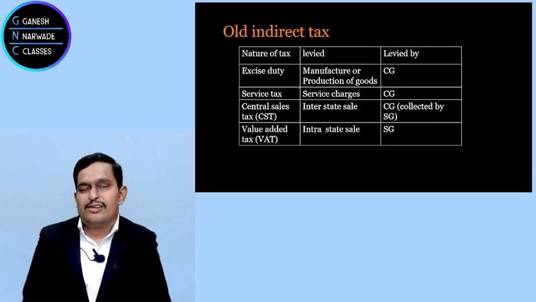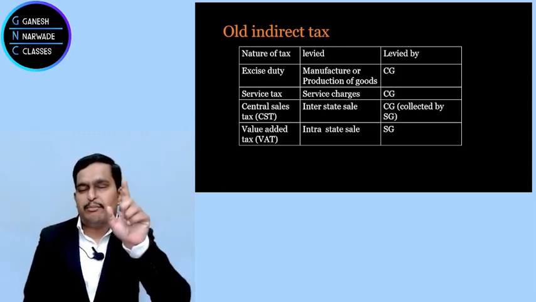Now we discussed in the last slide, if you remember, that input tax credit should be given in the multi-point tax system. On value addition, input tax credit should be given. That means output minus input.